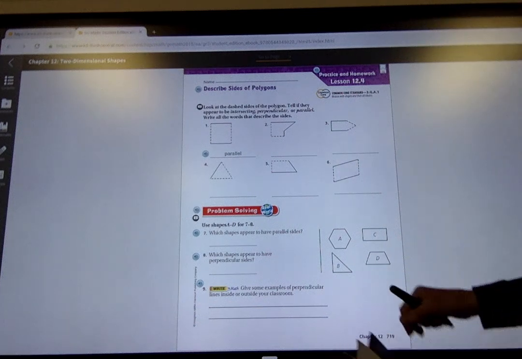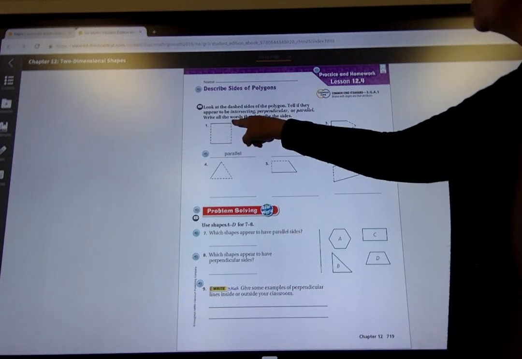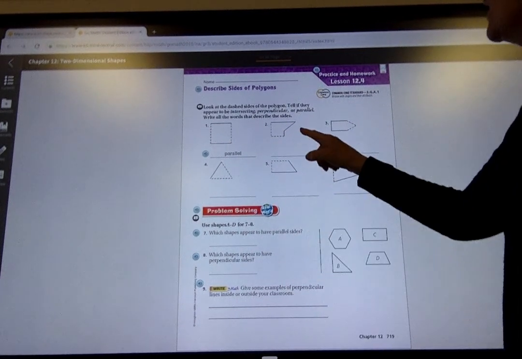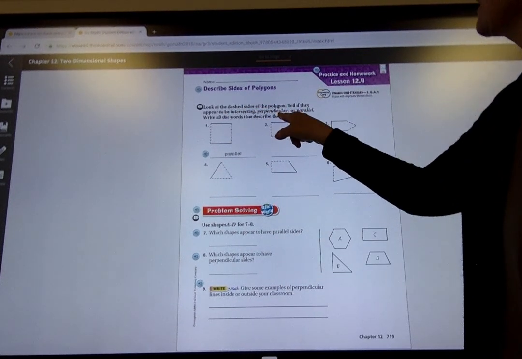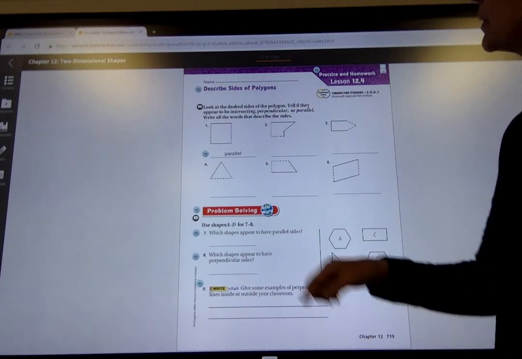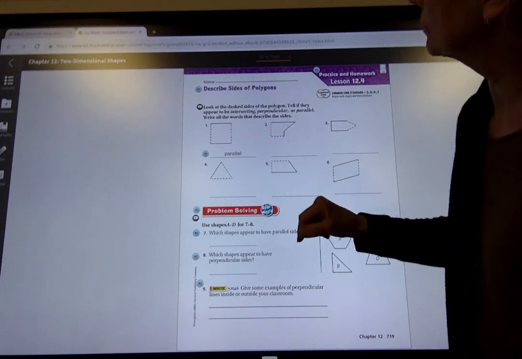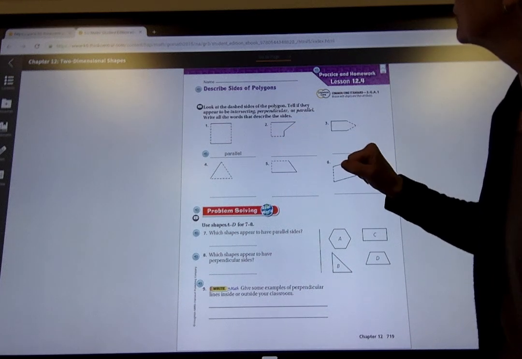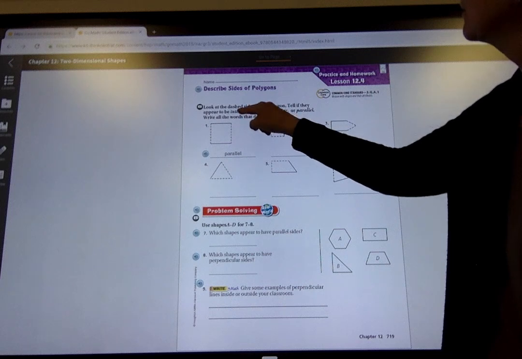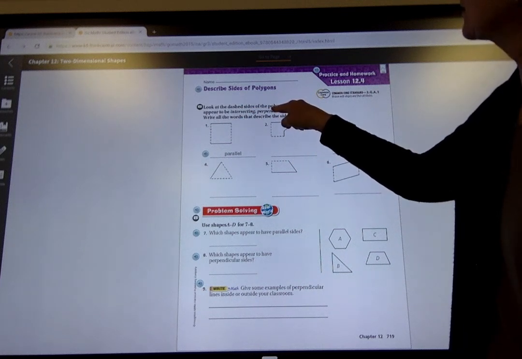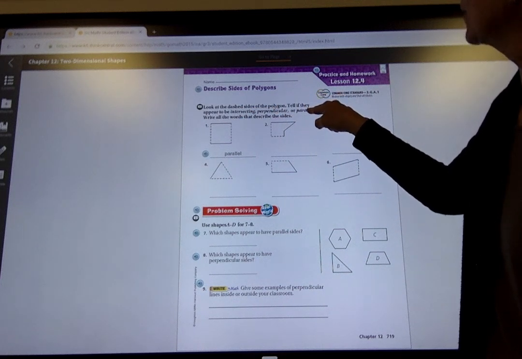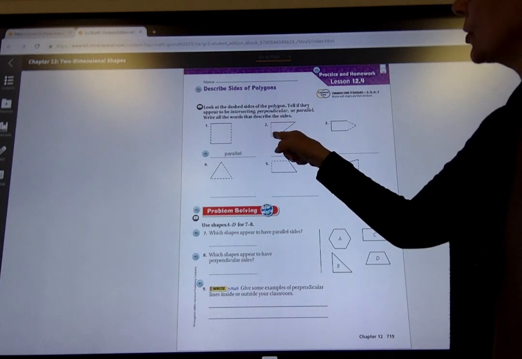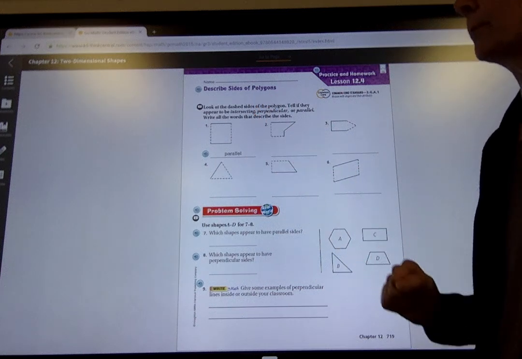Okay, it says, look at the dashed sides of the polygon. This is the one with the little spaces. Those are the dashed lines. Tell if they appear to be intersecting, perpendicular, or parallel. So this line with this line. Oh, they're parallel. How about this line with this line? Are they intersecting? Are they perpendicular? Are they parallel? Write whichever words describe these two lines. There's two for this one.